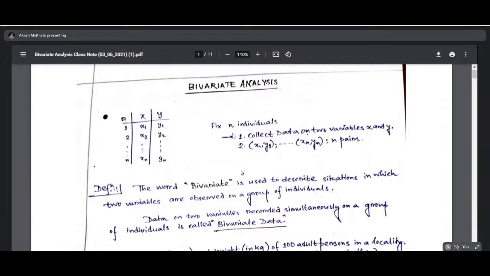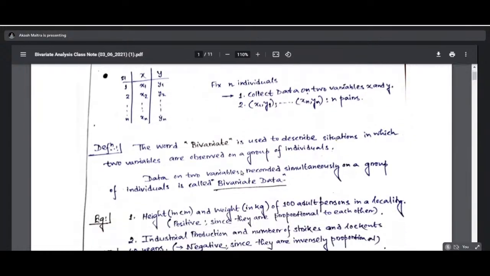Bivariate analysis: there are fixed n individuals, and I have to collect data on two variables. As you see, bi means two and variate means variables. So we have to collect two data on two variables simultaneously. Otherwise, it will be univariate data sets. The word bivariate is used to describe situations in which two variables are observed on a group of individuals. Data on two variables recorded simultaneously on a group of individuals is called bivariate data.